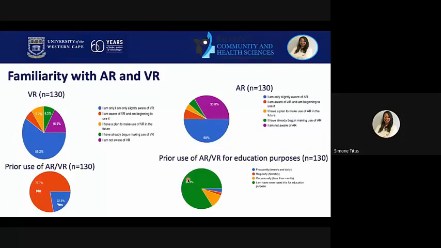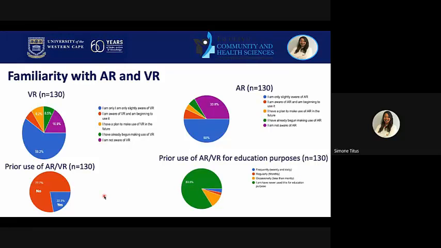Very often we make assumptions about students' understanding and the fact that they might be familiar with technology. However, as can be seen in terms of both AR and VR, not very many students are even aware of AR or VR, or they are just slightly aware. So they know a little bit about it, but very few of them actually make use of virtual reality and augmented reality.